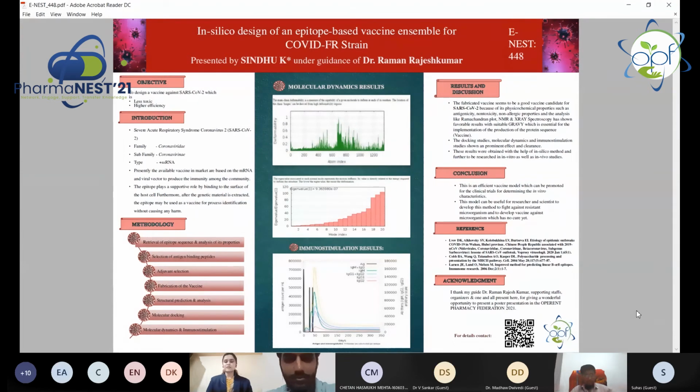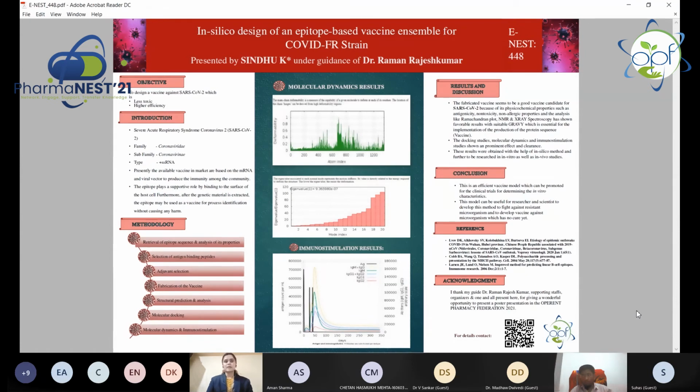Why is this in silico design of epitope-based vaccine here? We took in silico design as it is less time consuming and highly effective. The objective of this study is to design a vaccine for SARS-CoV-2 which is less toxic and has higher efficacy. Introduction: the severe acute respiratory syndrome coronavirus, that is SARS-CoV-2, is of the family Coronaviridae and Coronavirinae subfamily. It is a positive single-strand RNA virus.